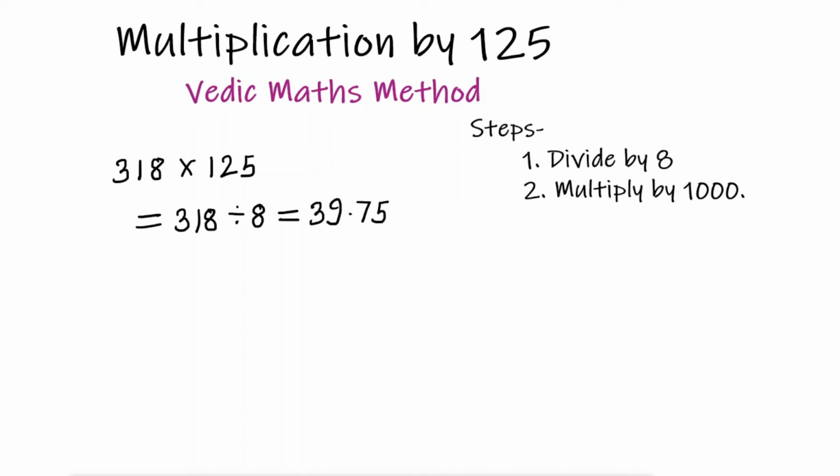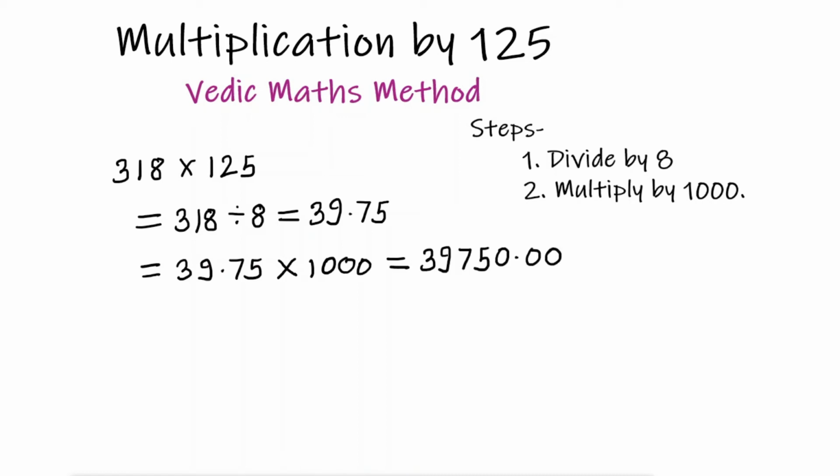The answer is 39.75. Now, the second step is simply multiply this answer by 1000. So 39.75 multiplied by 1000, then we will get the answer 39,750.00. Now how can we write the final answer? As there is no use of zeros after the decimal point, the final answer is 39,750. This is your final answer.